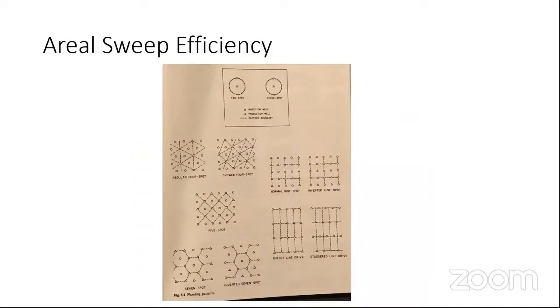And then here's more visuals in terms of the different patterns for water flooding. So the triangle is an injection well, the circle is a production well, and the dashed line is a pattern boundary. So you have the regular 4-spot, skewed 4-spot, 5-spot, normal 9-spot, inverted 9-spot, direct line drive, staggered line drive, 7-spot, and an inverted 7-spot.